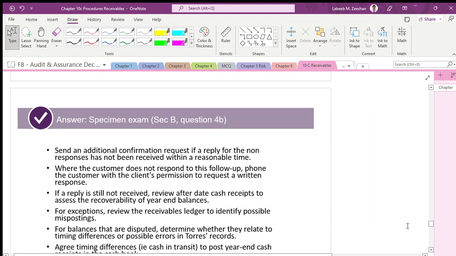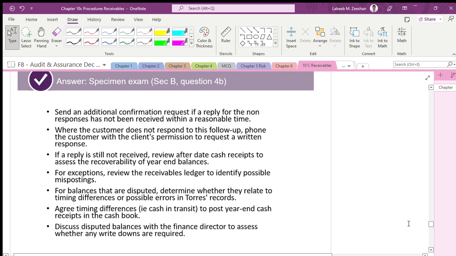What it says: if they are not responding, send an additional confirmation. Now you can understand the importance of your theoretical points. If you are clear there, you are clear here. Send an additional confirmation if the reply or non-response has been received.